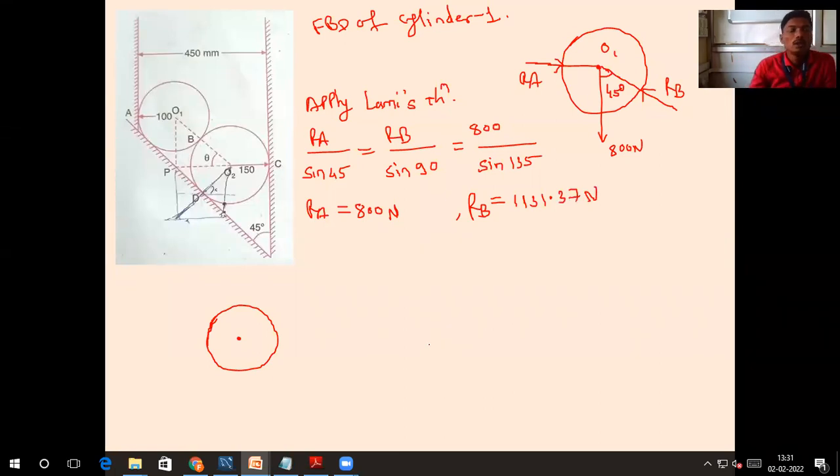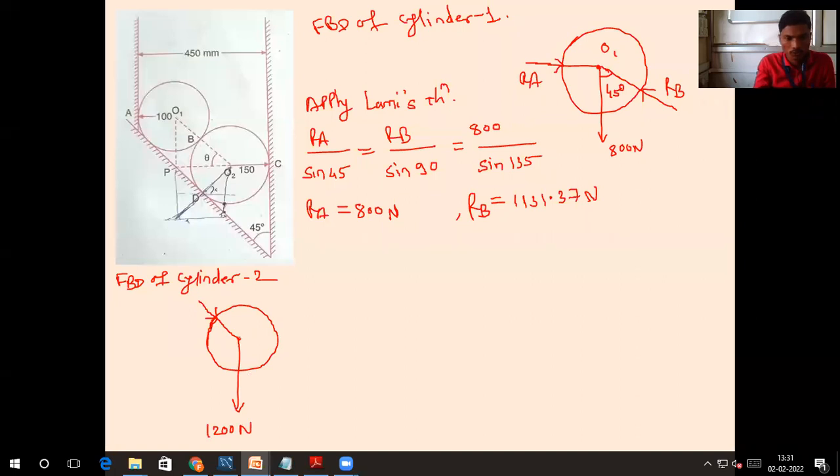So let us go now to the second FBD. I will write here FBD of cylinder 2. So how will it be? This will be RB, no? Then what is its weight? I don't have the problem statement. 1200 Newton.